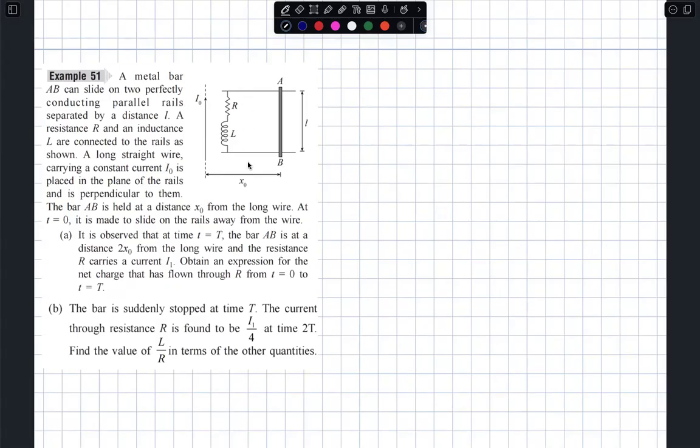Now we need to calculate the flux. The first question is the same. If phi is the flux linked with the loop, first let me determine that. We know how to find d phi. d phi is simply B at that point times L dx, which is nothing but mu naught by 2 pi. AB is held at a distance x naught actually, right?